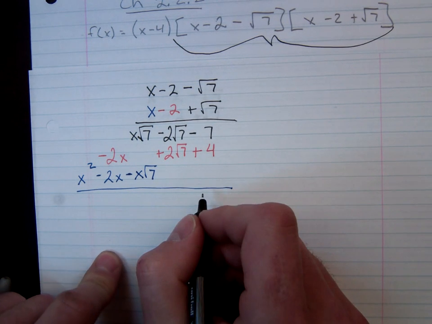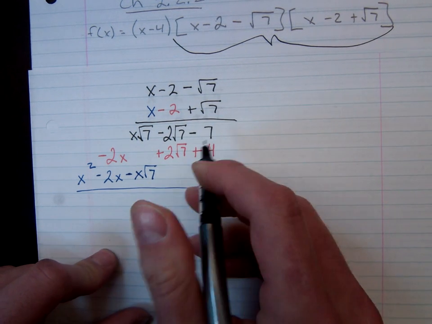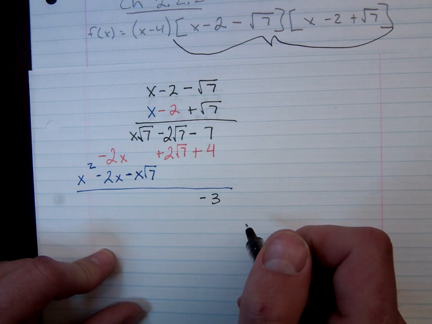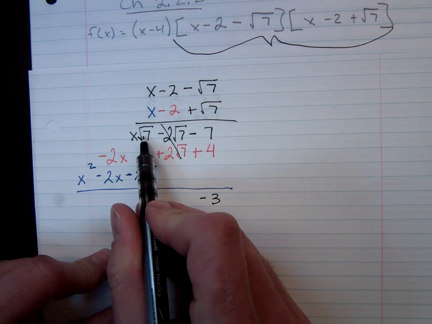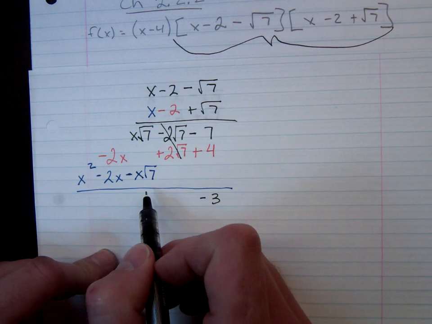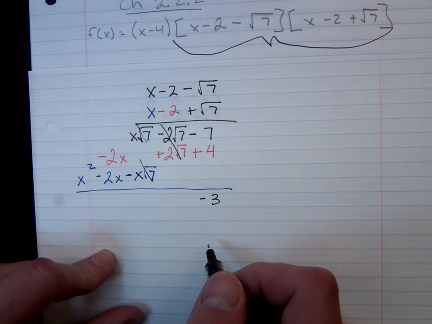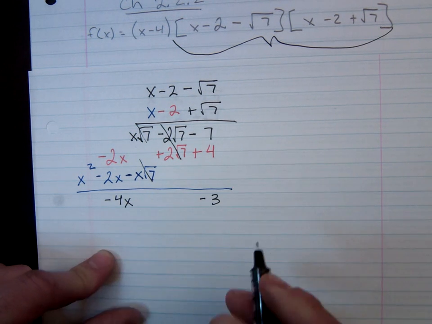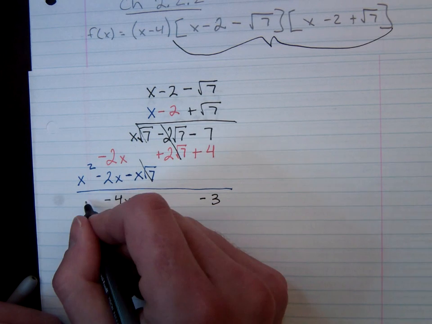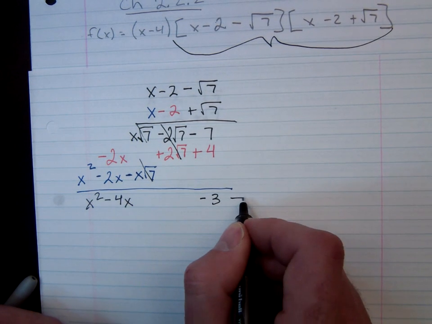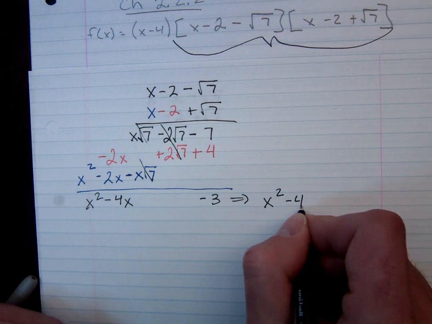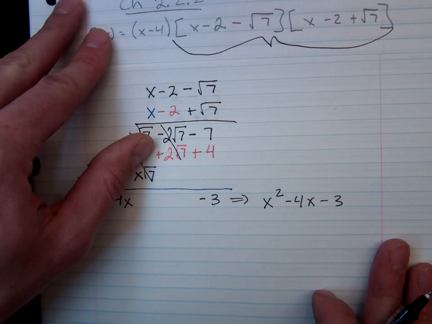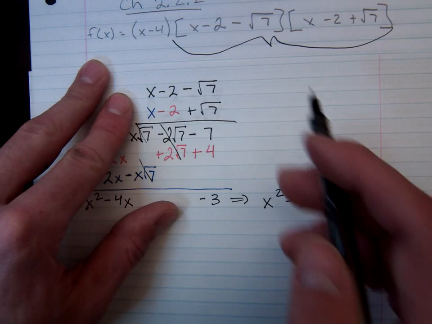Negative 7 plus 4 just gives me negative 3. Negative 2 square root 7 plus 2 square root 7, well, those cancel out, so that's just going to go away. Then I have x square root 7 minus x square root 7. Again, those are going to cancel, so I can just have them go away. Negative 2x plus negative 2x is negative 4x. And then I just have an x squared here. So just kind of writing it over here to be a little bit neater, I have x squared minus 4x minus 3.